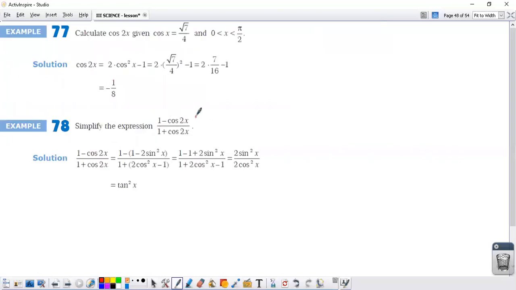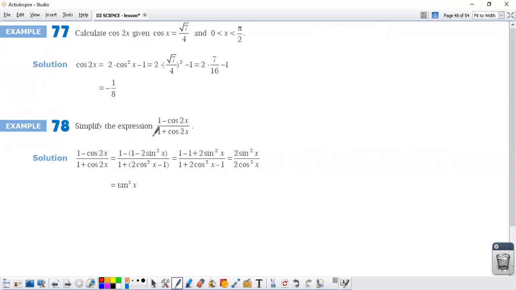For example, 77 and 78, take a look. Cosine x is given root 7 over 4, and the measure of x is between 0 and pi over 2, which is first quadrant. Cosine is positive. And the double angle formula for cosine is 2 times cosine square x minus 1, which is 2 times root 7 over 4 squared minus 1. So we will get negative 1 over 8.